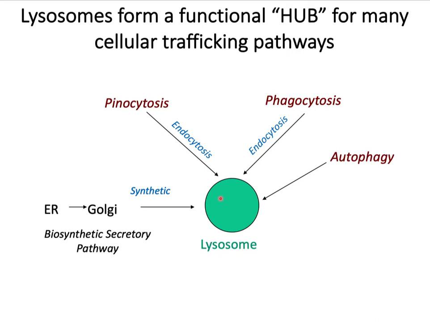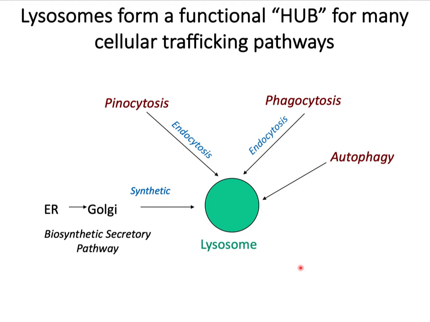So you have synthesis of proteins in the ER, processing in the Golgi, and trafficking to the lysosome. There are two endocytic pathways, pinocytosis or fluid phase endocytosis and phagocytosis, that also traffic into the lysosome. And we will talk about these endocytic pathways in the next part of this topic.